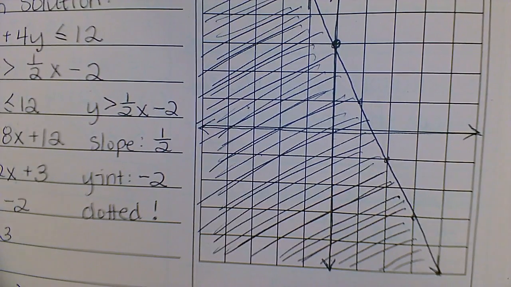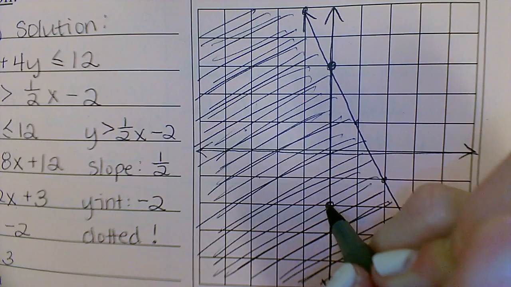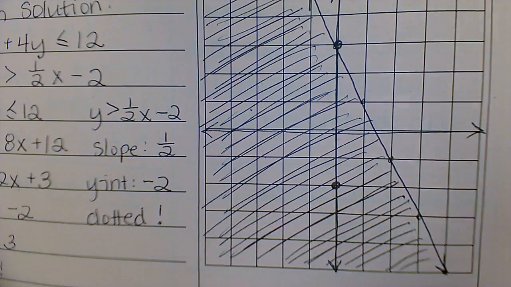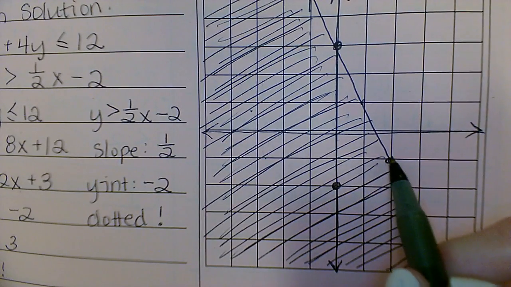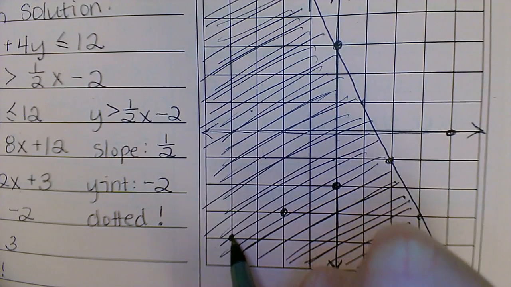So now I need to graph the other line. I have a y-intercept of negative 2, and I have a slope of 1/2. That's positive, so up 1 over 2, up 1 over 2, down 1 over 2, down 1 over 2.